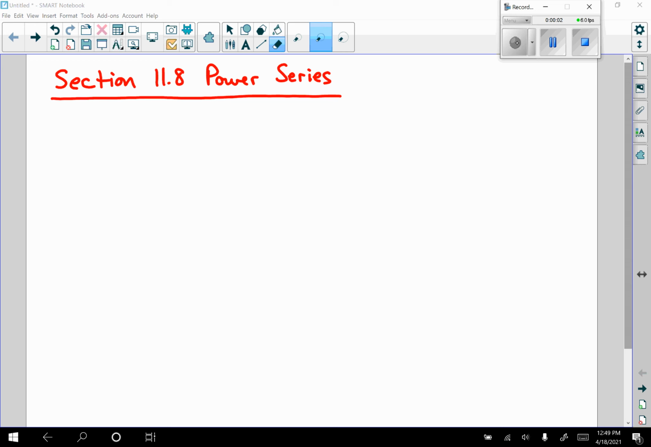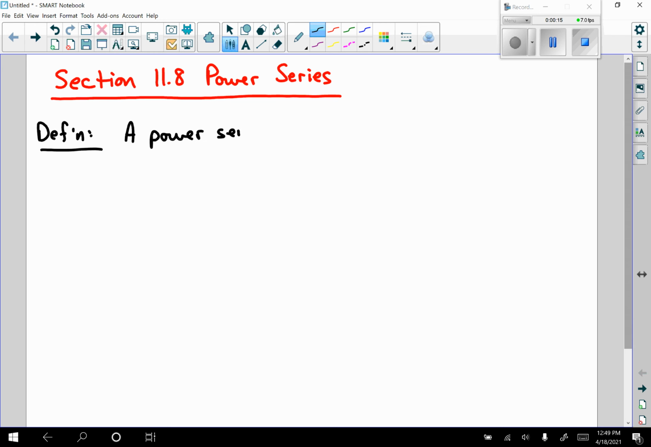Section 11.8, we talk about a power series. So let's start with the definition of this type of a series. So a power series is a series of this following form.